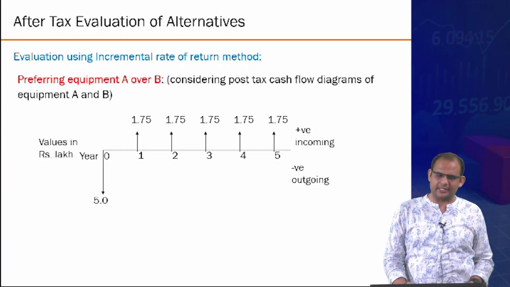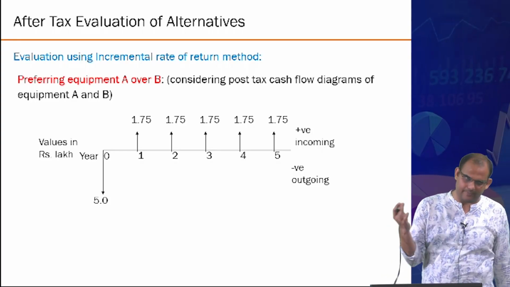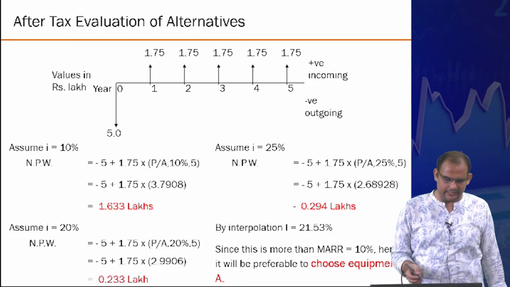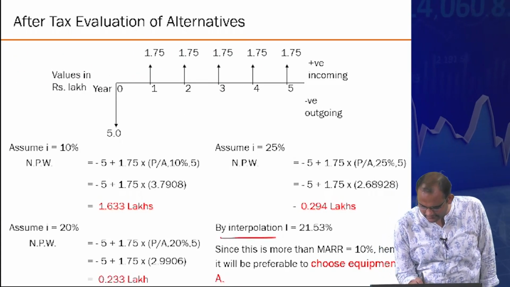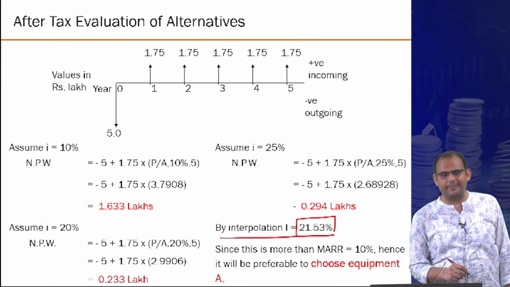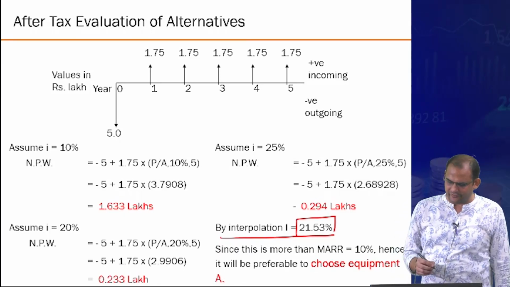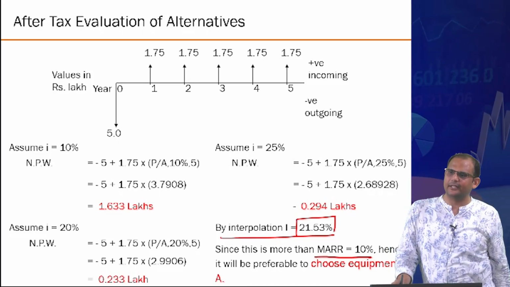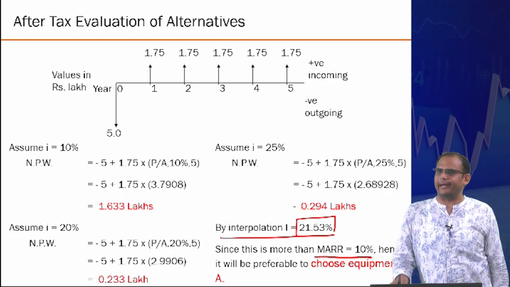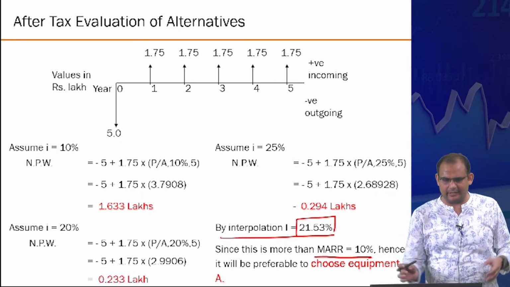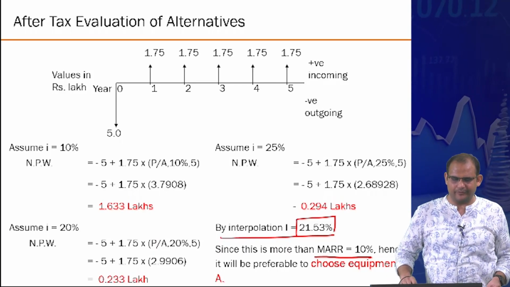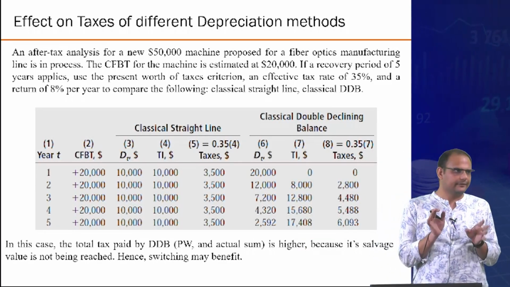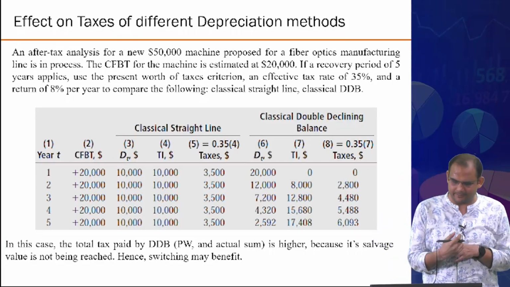You can also do this analysis on the IRR method. So you make an incremental series, you calculate the IRR by linear interpolation, and you will find that the IRR of this incremental series is coming out to be 21.53%, which is greater than your MARR of 10%. So you still end up choosing alternative A. This is just a reminder of some of the concepts that we have learned before. Clear so far? Not a tough concept to handle.